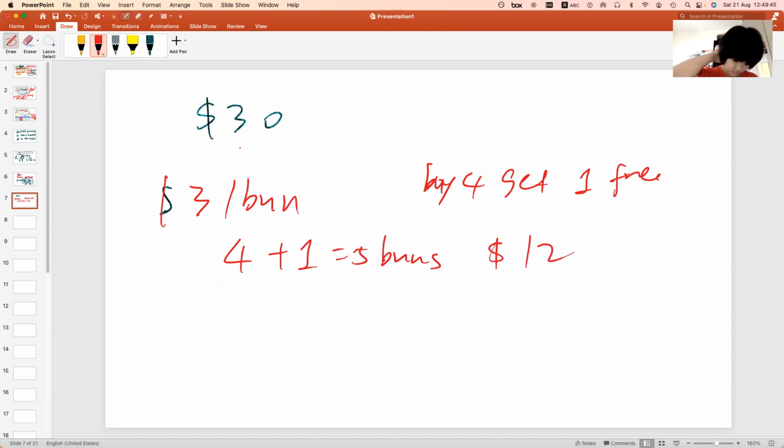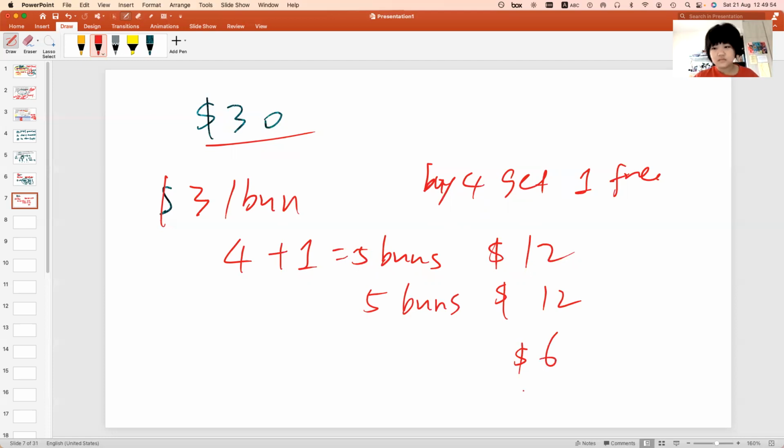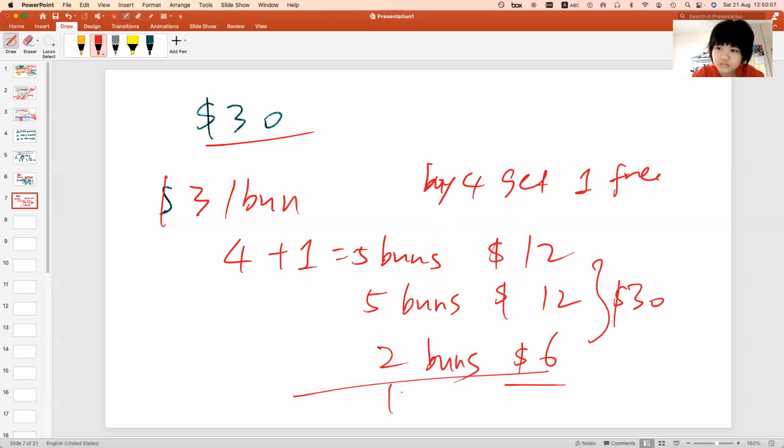So then now you go and break down $30. So how many $12 you can have? So another 5 buns, right? So you are left with $6, right? This is $30. So this is called a breakdown method. And you do it like this and you will not make mistake. $6, how many more buns you can get? 2 more buns. And that's the answer. So the answer is 12.